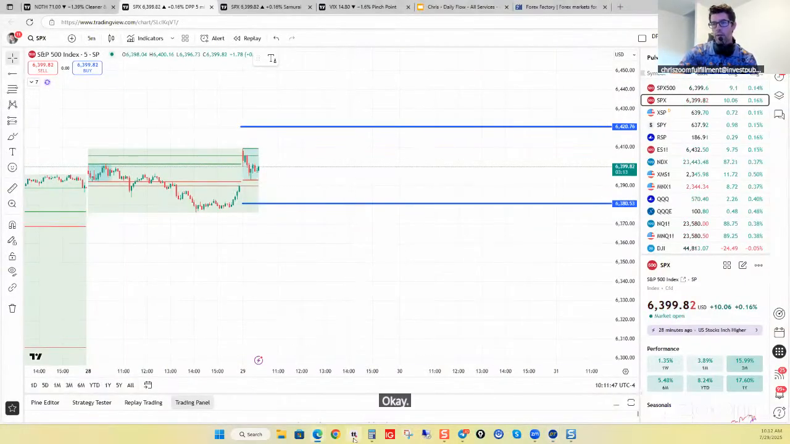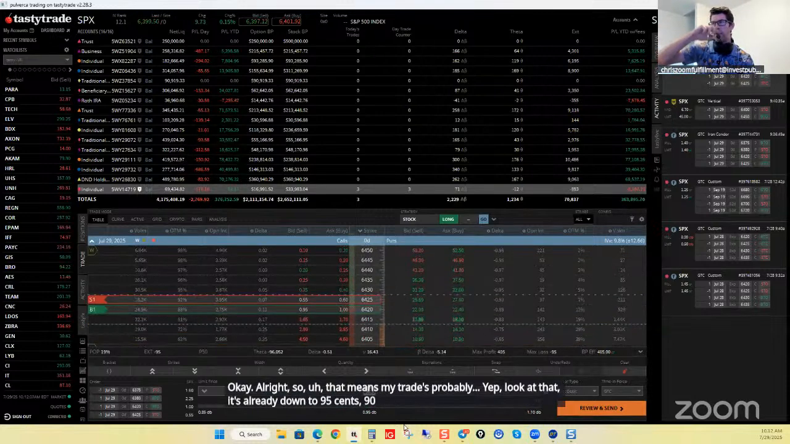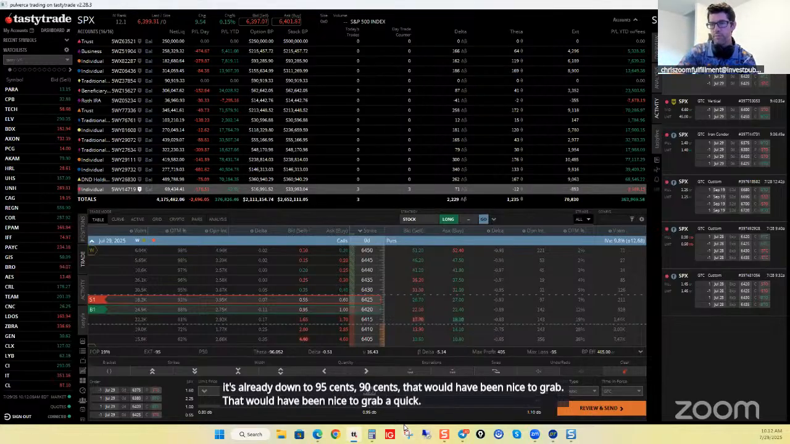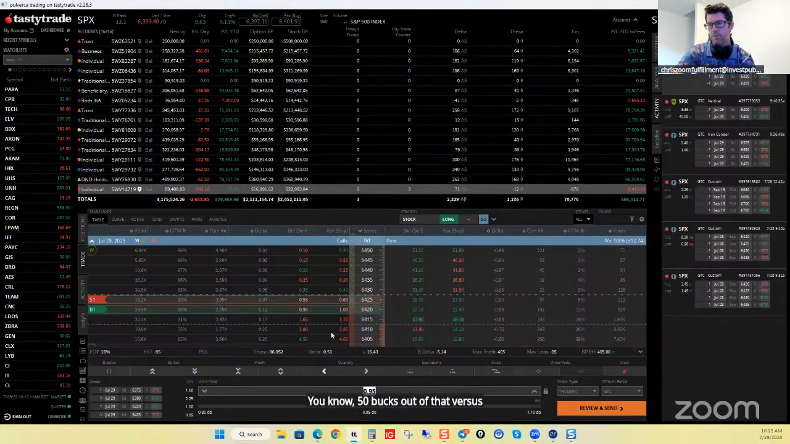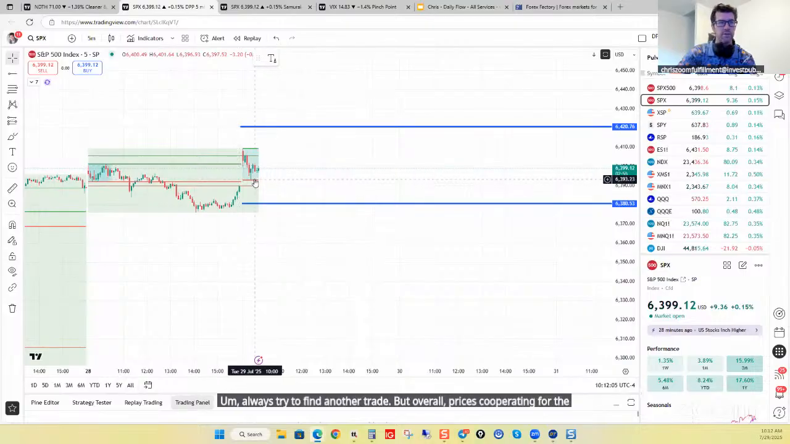All right. So that means my trade's probably, yep, look at that. It's already down to 95 cents, 90 cents. That would have been nice to grab. That would have been nice to grab a quick $50 out of that versus 35, but whatever, it's fine. Always try to find another trade. But overall price is cooperating for the day.